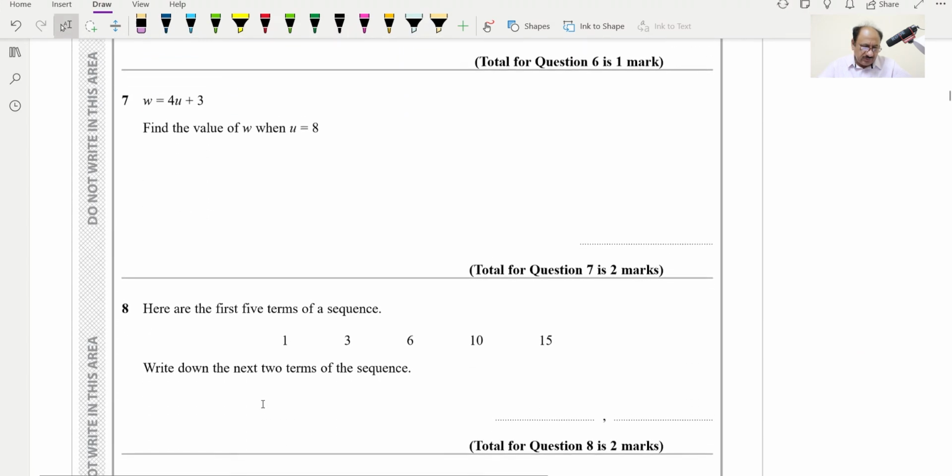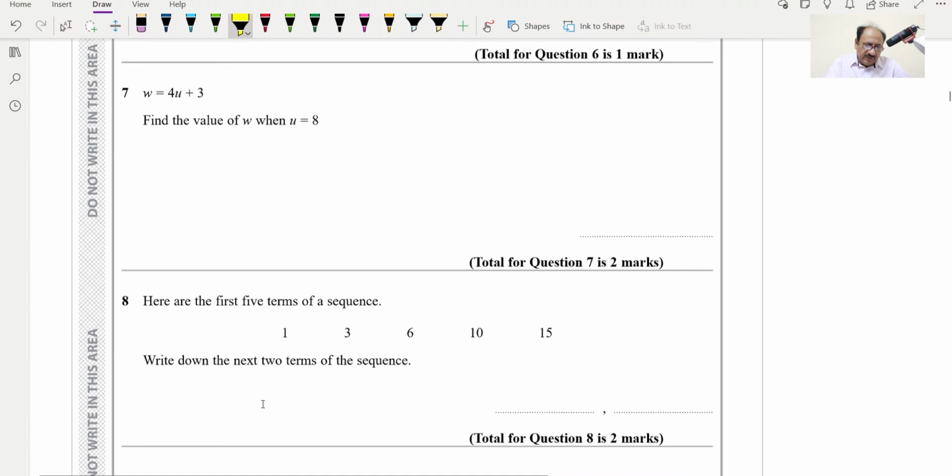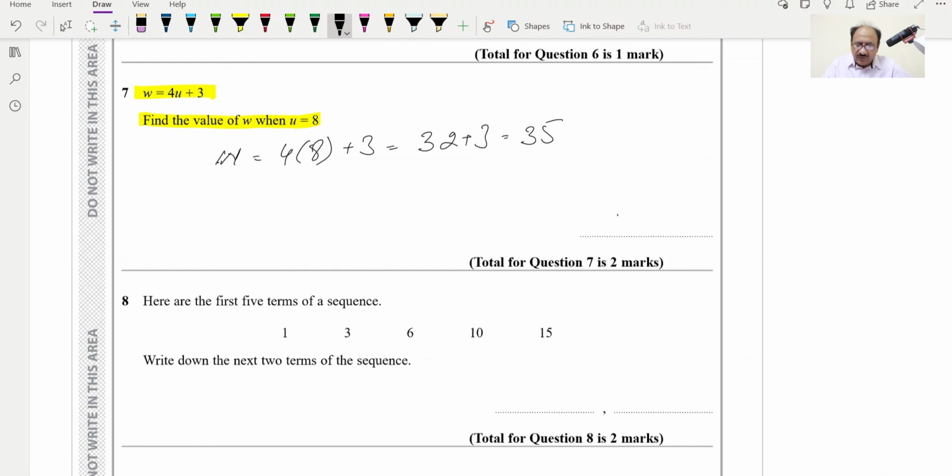And next question number 7. Find the value of w when u is equal to 8, and the provided equation is this one. So we'll replace the value. w will be equal to 4 into u, the value of u is 8, so we'll replace that value, and this will be 8. 4 8s are 32. 32 plus 3 will be equal to 35, and 35 we will provide as the answer.